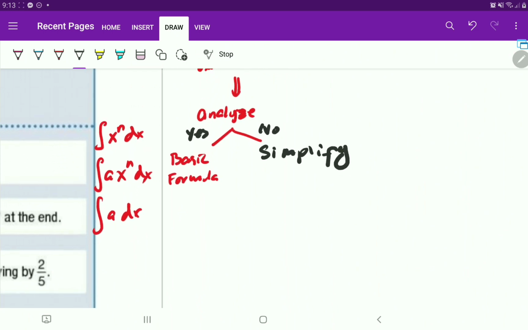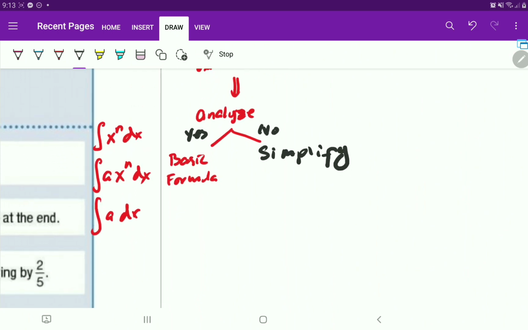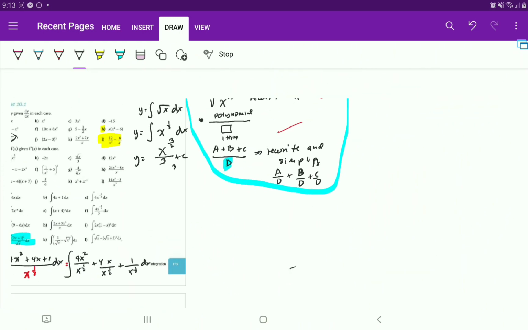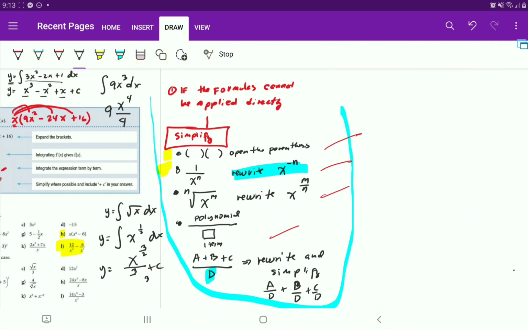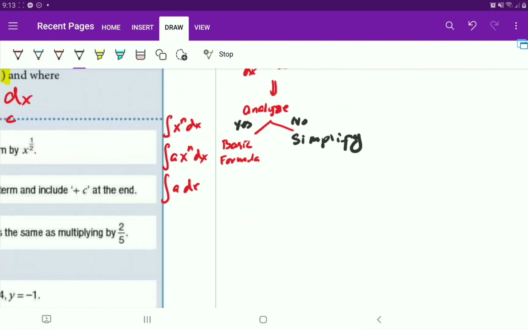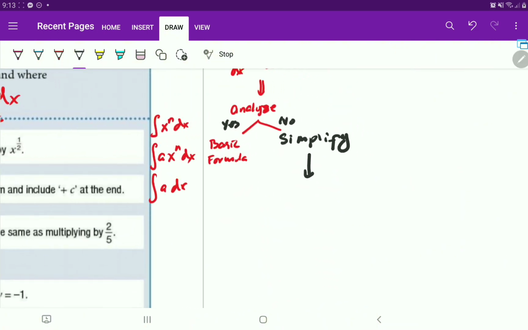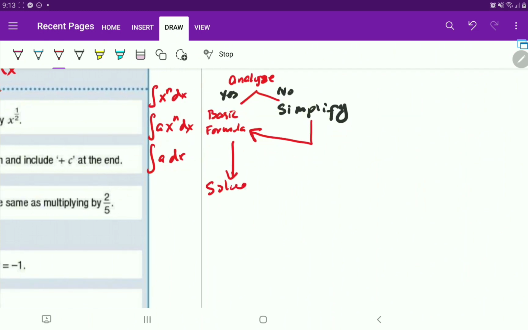Remember how to simplify? Either you open the bracket, or you divide each term if you have a rational fraction, like this one here. Now, after you simplify, then apply the integral. Then go down now here. Solve for c. How will you solve for c? Plug in the given point. All right, and that's it.